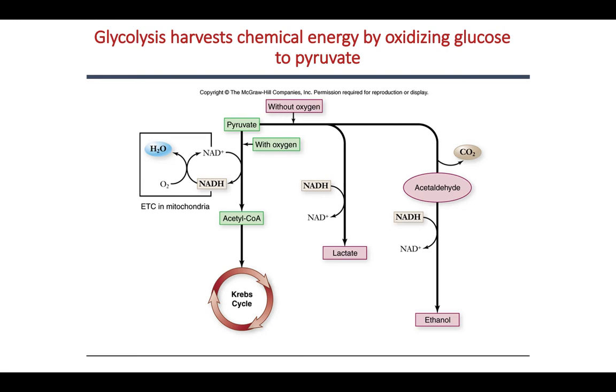So as mentioned a while back, when there is oxygen, the pyruvate will proceed to the Krebs cycle. While if there is no oxygen, it will proceed into two different pathways. First, NADH will be converted to NAD+ to form lactate, or the pyruvate will be initially converted to acetaldehyde with the release of carbon dioxide in order to yield ethanol.